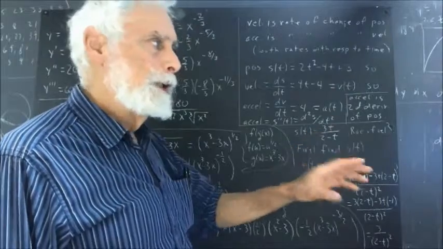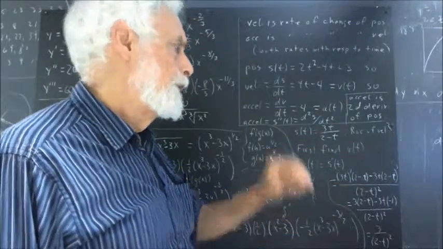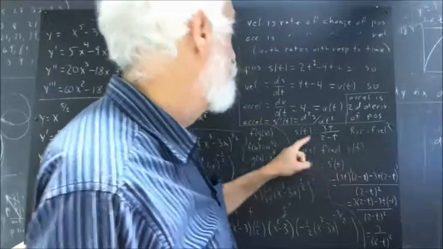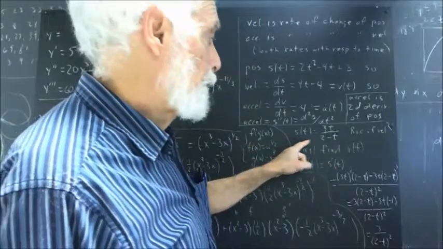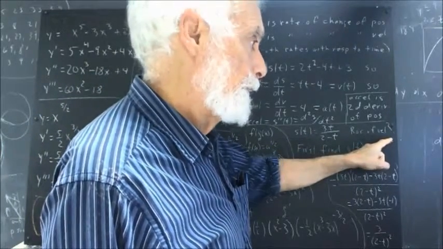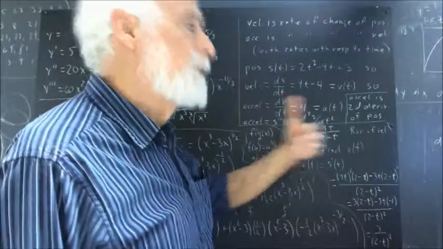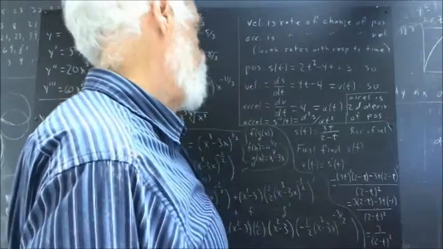So we have to be careful to identify what it is that we're trying to find. We're trying to find the rate of change of the velocity. We're not given the velocity. So before we can find the rate of change of the velocity, we better find the velocity function. Then find the rate of change of the velocity function.